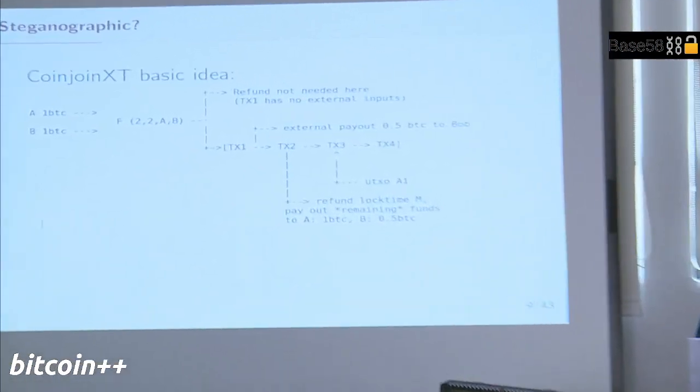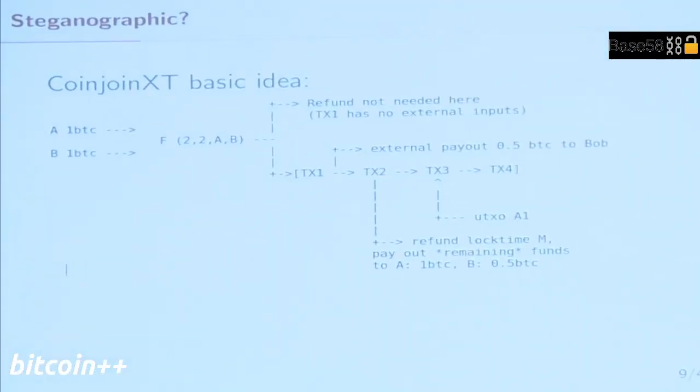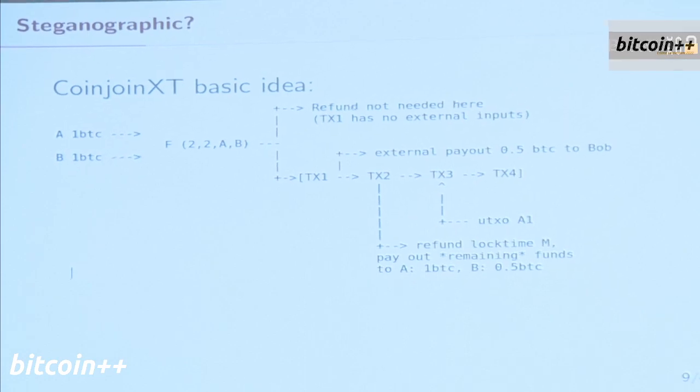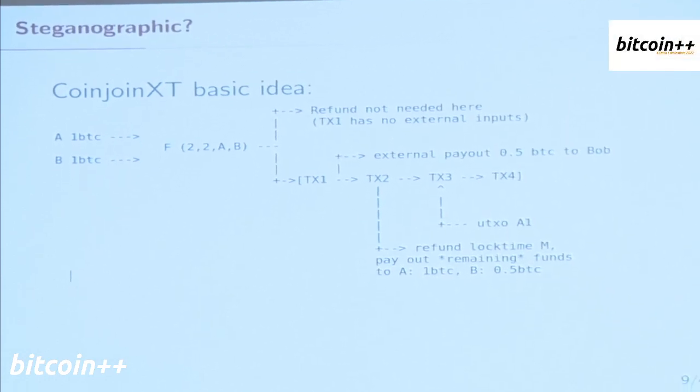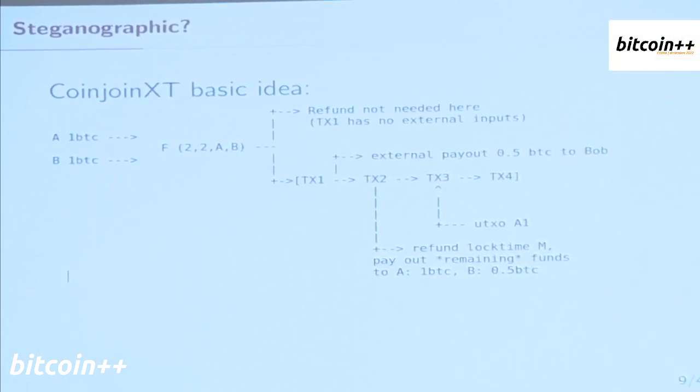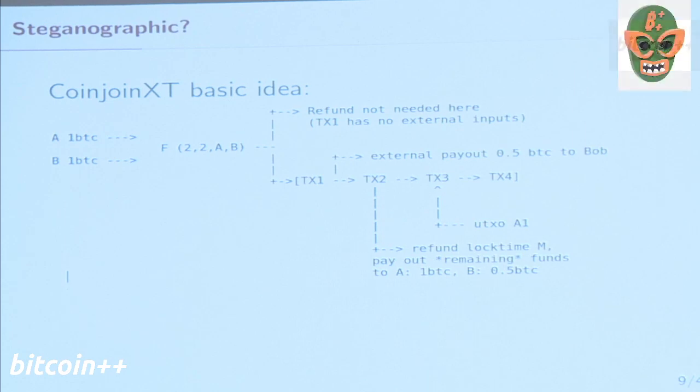So start with the basic idea. CoinJoin XT, now the XT is just like a meme. It was funny 4 years ago. It's not funny anymore, but never mind. So you can just think of it as extended CoinJoin, okay? Because that's the non-meme aspect. Yeah, okay, maybe it wasn't funny 4 years ago either.